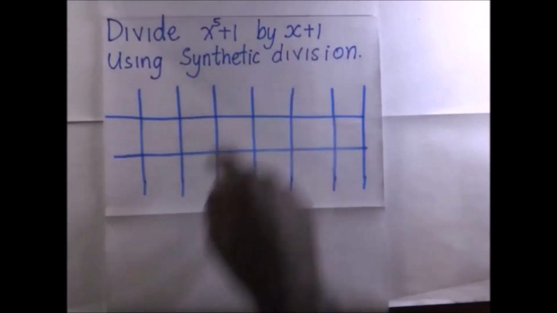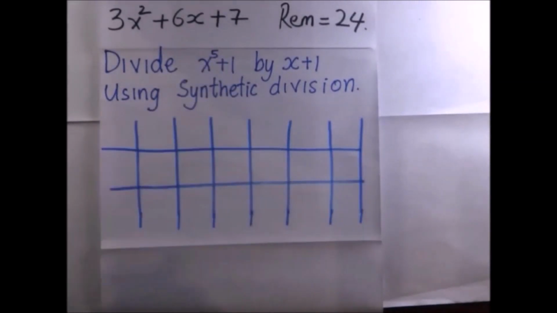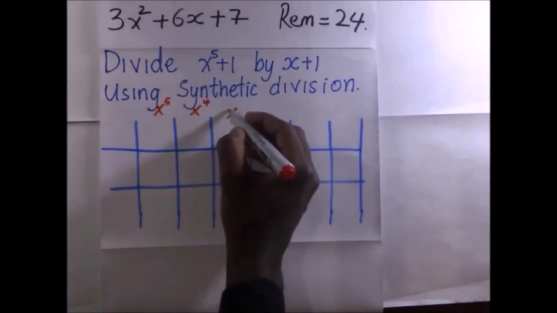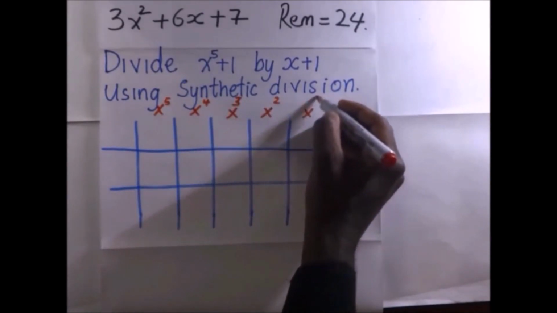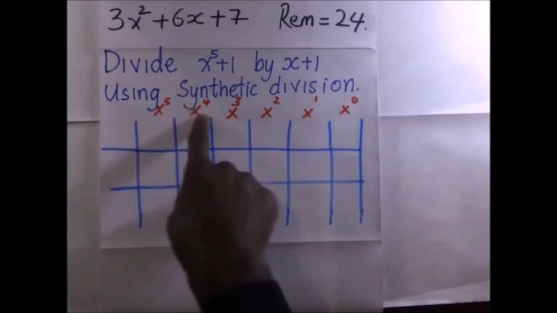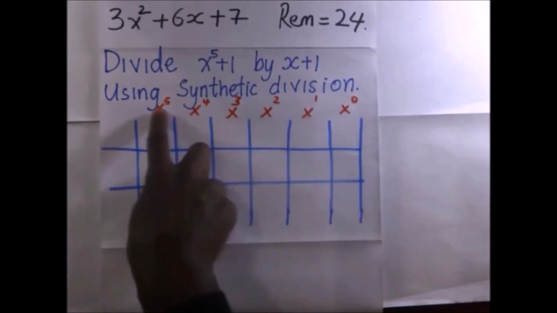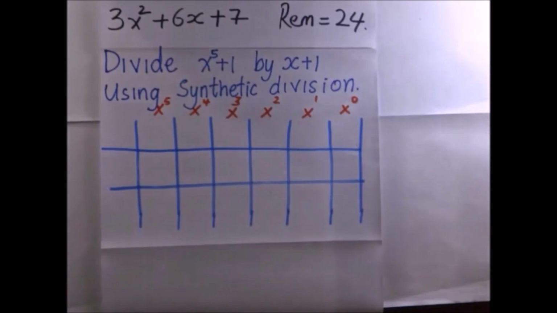x to the power 5 plus 1 divided by x plus 1 using synthetic division. We are going to do the same. Our highest power is 5. So if our highest power is 5, it means that we are going to name from x to the power 5, x to the power 4, from x to the power 5, 4, 3, 2, 1, 0. So right here we are going to put the coefficients of these terms. Coefficient of x to the power 5 is 1. So we'll put there 1.